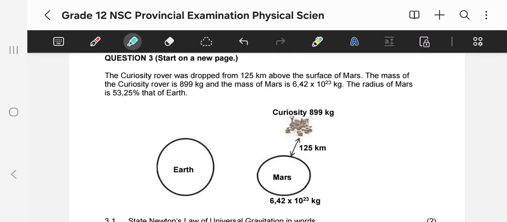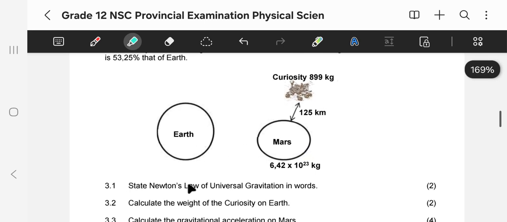On this one, we're doing question 3 of June 2024, grade 12. And this one says, the Curiosity rover was dropped from 125 kilometers above the surface of Mars. The mass of Curiosity rover is 899 kg, and the mass of Mars is 6,42 times 10 to the power of 23 kg. The radius of Mars is 53.25% that of Earth. And then the first question says, state Newton's law of universal gravitation in words.